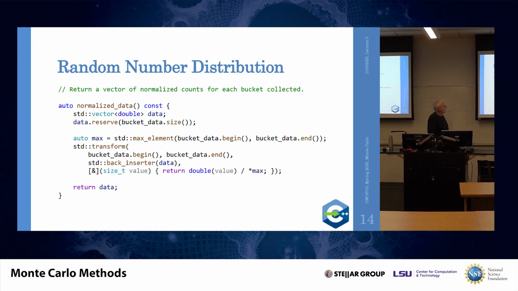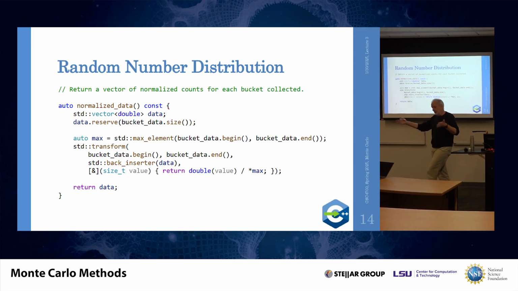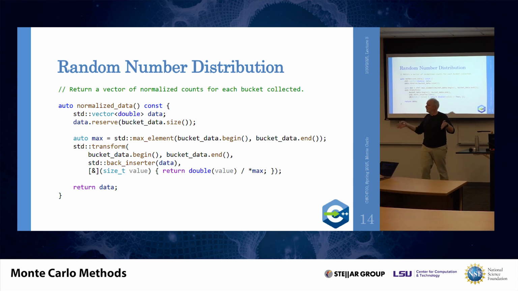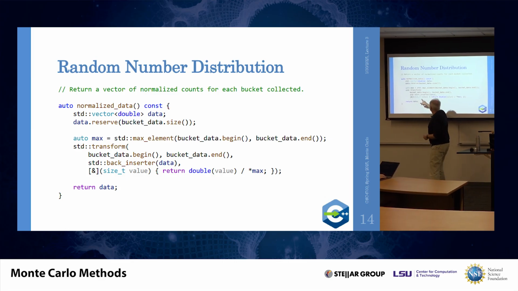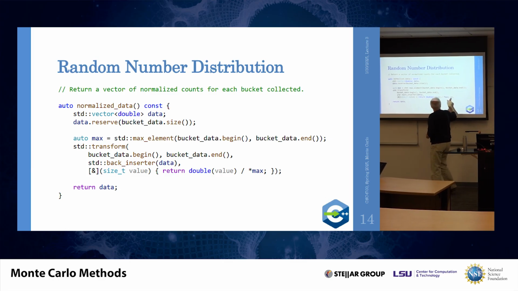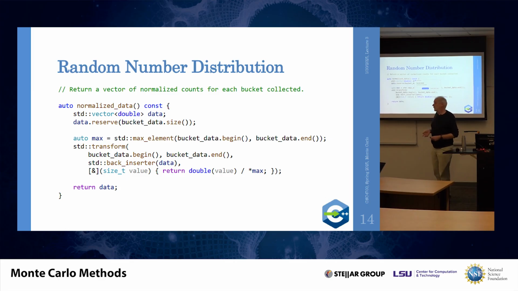Now we use transform, which is yet another algorithm. What transform does, it goes over the sequence I give it and applies a function to each element and puts whatever that function returns into an output sequence. That's what we do. We go over the bucket data. We put whatever it produces into our data vector we want to return. And here is a function. Let's not worry about the syntax for now. We will talk about lambdas and these functions in C++ in detail.